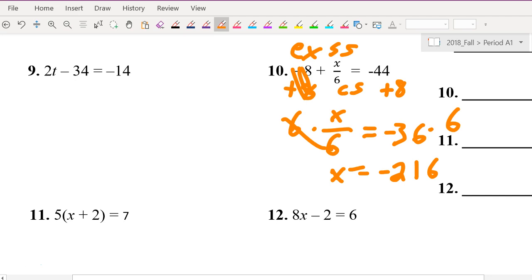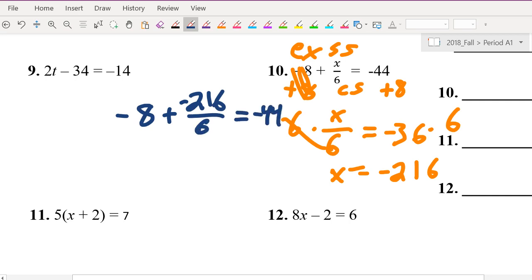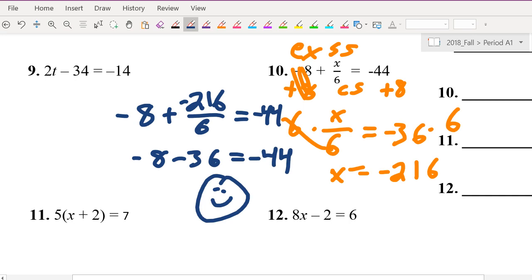This is a tricky one, right? Once you put it into the original one, you would see negative 8 plus negative 216 over 6 equals negative 44. What's 216 over 6? It's negative 36. So it works. The answer is negative 216. We skipped number 9.